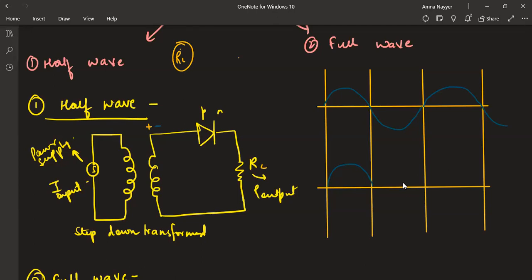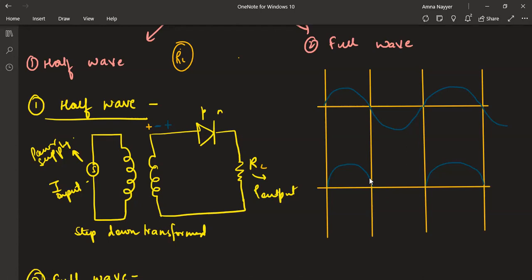Then again, mutual induction will occur. Charges will be induced and it will develop positive. When it develops positive, the P-type is forward biased, and it will again develop. Like this you will be getting the output. That's why we call it a half wave. Only half of the wave is formed. Understood, class? Ask me any question if you have any doubts.